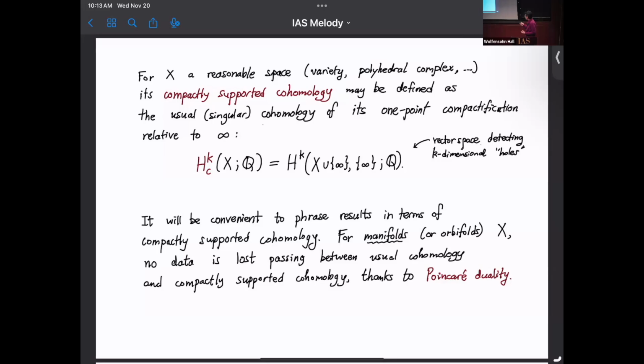It's the cohomology of the one-point compactification taken relative to the point at infinity. And if you don't want to have that clutter in your mind, you can forget about that and you'll be right for all positive k, basically. Recall that this singular cohomology group is with Q coefficients. It's a rational vector space, roughly speaking, which detects k-dimensional holes in your space. So it's a rough measure of the topology in degree k of your space.